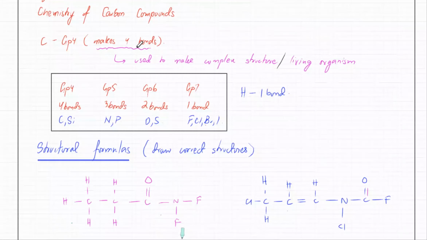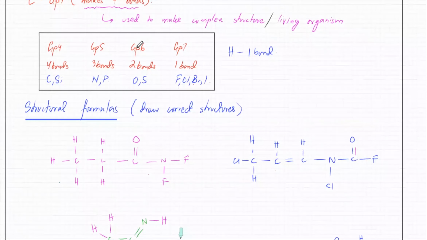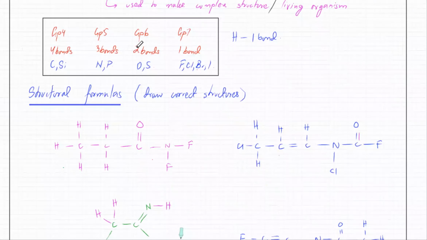And you should know which atom makes how many bonds. So the first thing is you should know how to make proper structures. So the very first thing is you should know that any atom in group 4 makes 4 bonds.